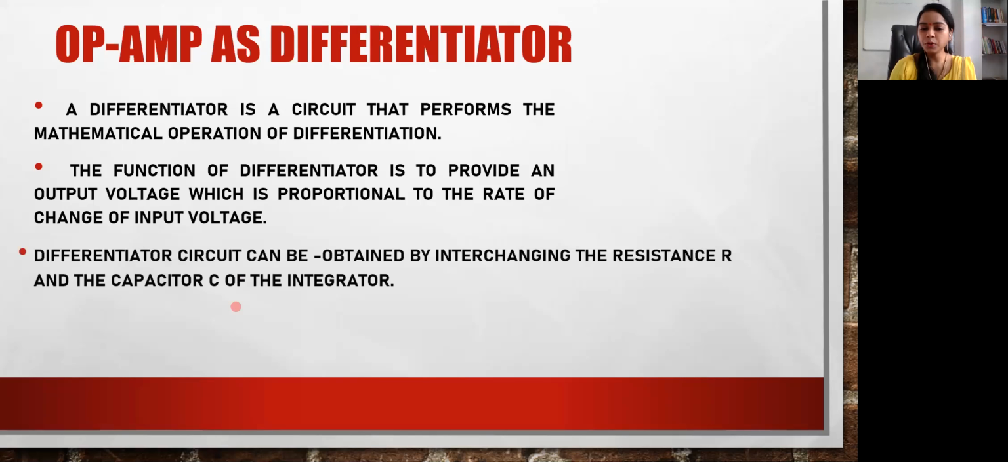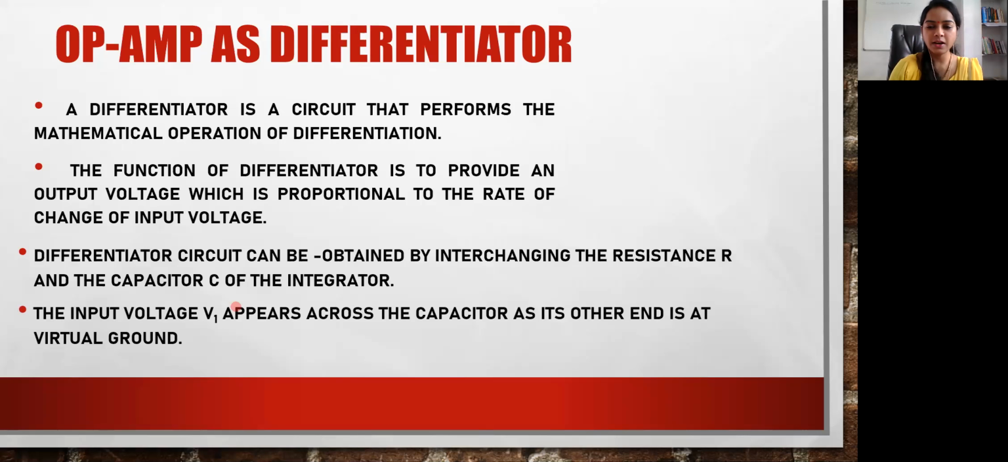So how are we going to perform this? A differentiator circuit can be obtained by interchanging the resistance and capacitor C of the integrator. In the integrator circuit that you saw, if we interchange the values of capacitor and resistance, which circuit will we get? An op-amp as a differentiator. Okay, so we will see how we redesign the circuit.